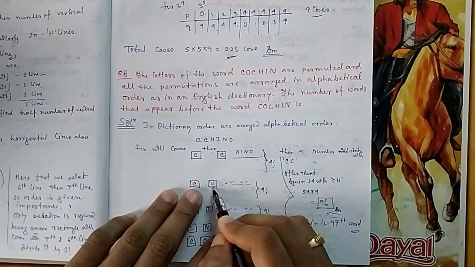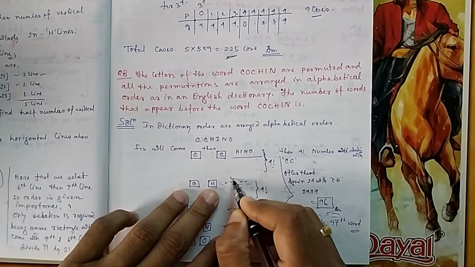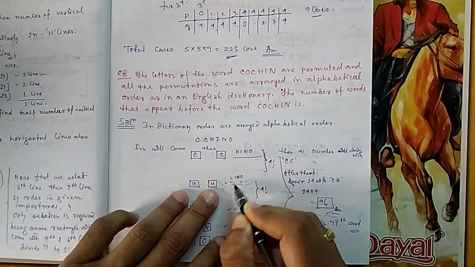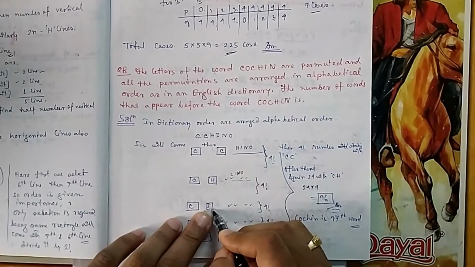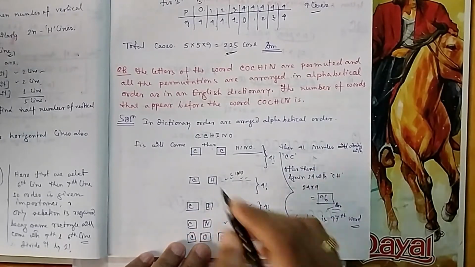So with H, how many options again do you have? All these 4 are again different: H, C, A, C, I, N, O. Again this will have 4 factorial. Now with H, if it is done, the next word with I will come. Again 4 factorial. Next N will come. Again 4 factorial. Next O will come.